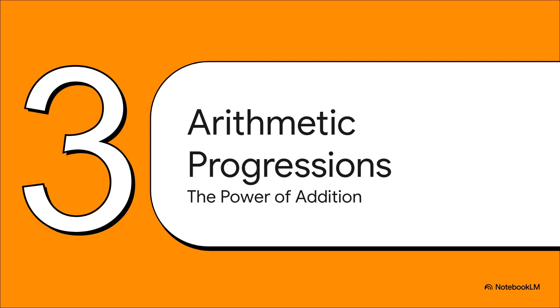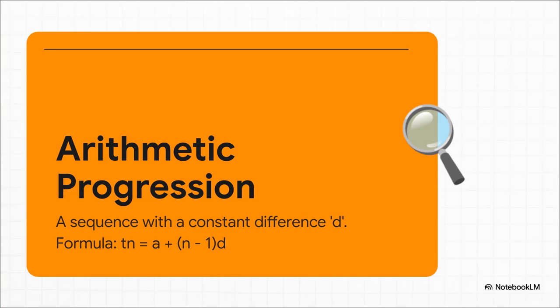All right, Section 3, arithmetic progressions, or APs, the power of addition. Okay, let's dive into our first specific type of sequence, known as an arithmetic progression, or AP. This is a pattern built entirely on consistent addition or subtraction. And hey, here is your first major exam formula. An AP is defined by a starting term, which we call A, and a constant common difference, called D, that gets added every single time.